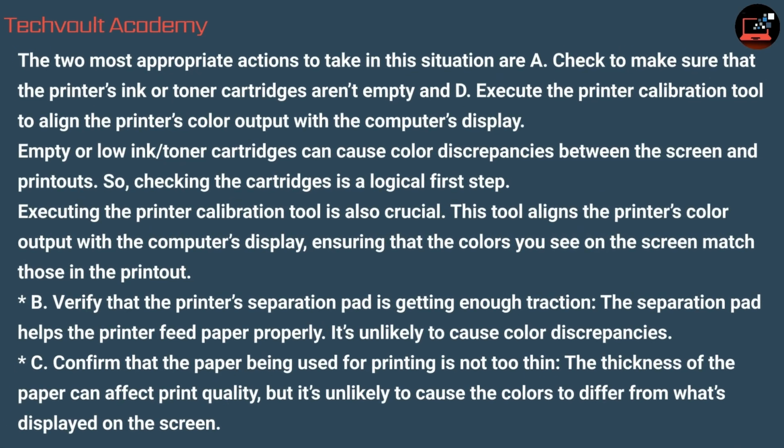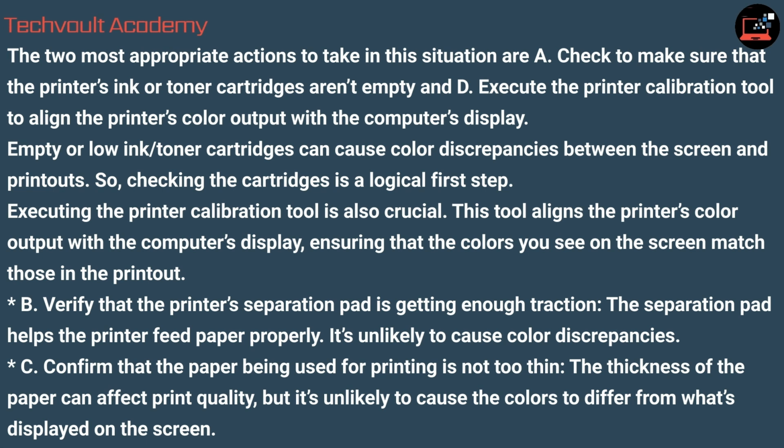The two most appropriate actions to take in this situation are A. Check to make sure that the printer's ink or toner cartridges aren't empty, and D. Execute the printer calibration tool to align the printer's color output with the computer's display. Empty or low ink toner cartridges can cause color discrepancies between the screen and printouts, so checking the cartridges is a logical first step. Executing the printer calibration tool is also crucial. This tool aligns the printer's color output with the computer's display, ensuring that the colors you see on the screen match those in the printout.